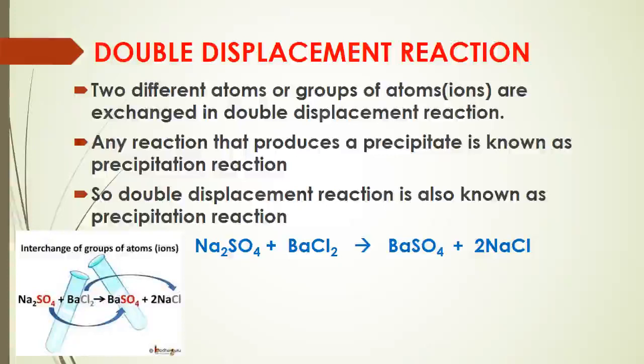Sodium sulfate and barium chloride. These two are colorless solutions. When we add 2 drops of barium chloride into sodium sulfate, white precipitate of barium sulfate will be formed. Barium sulfate is insoluble precipitate. So reaction: Na2SO4 plus BaCl2 will be converted into BaSO4 and sodium chloride, NaCl.